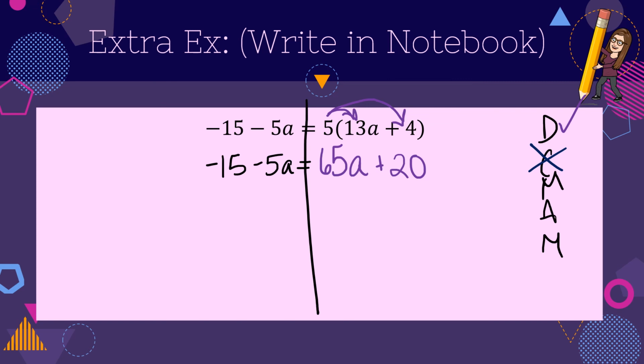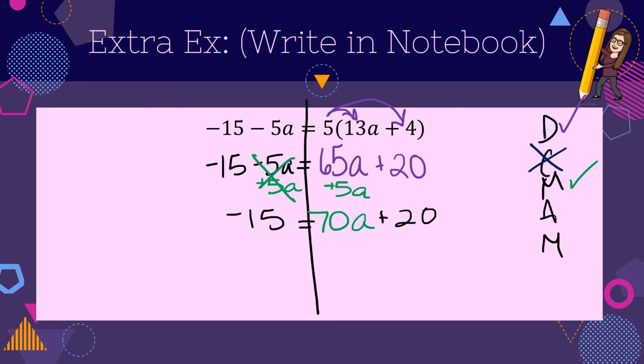Move variable. Should I move the minus 5a or the 65a? I'm going to suggest that we move the 5a. It's smaller, it's easier. Instead of minus 5a, we're going to plus 5a. 65 plus 5 is 70. Whatever we didn't use falls down.